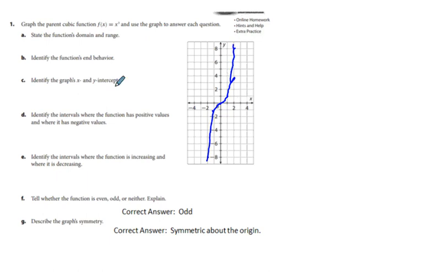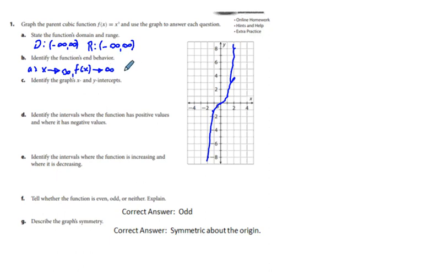State the function's domain and range. Well, the domain is going to be all real numbers, greater than negative infinity, less than infinity. Our range is similar, greater than negative infinity, less than infinity. Identify the function's end behavior: as x approaches infinity, f of x, or the output value, also approaches infinity.